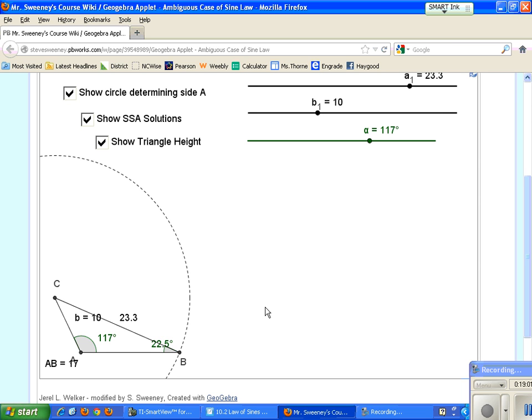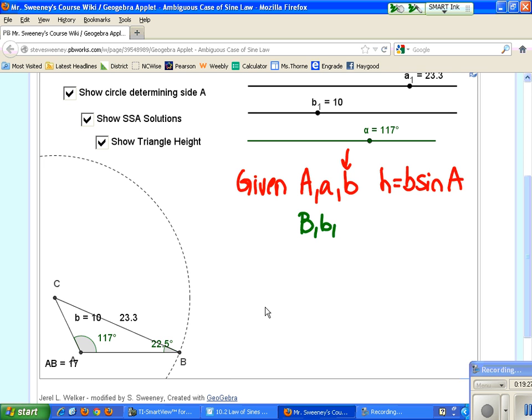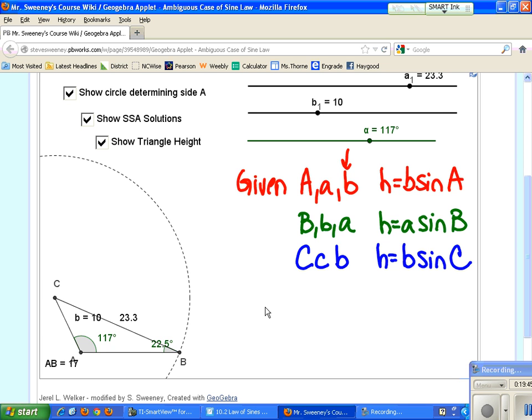So what happens if we're not given A? If you're given angle A and side B, then the height is equal to your length that's not opposite the angle, so B times the sine of A. If you were given B and A, then the height would be equal to, in this case, A times the sine of B. If you are given C and B, then your height would be equal to B times the sine of angle C. Let's say instead it was C and A, then the height would be equal to A times the sine of C.